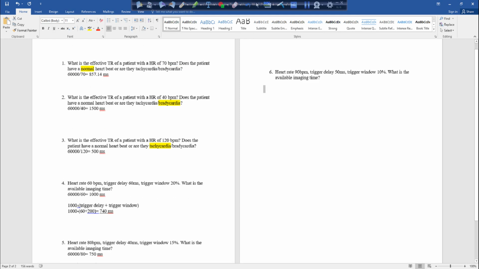All right, and then our last one. 60,000 divided by 90 equals what? 666.7. Okay, so then we take 667 minus our 50 plus, and then 10% of 667 equals what? 66.7. So our final answer is what? 550.